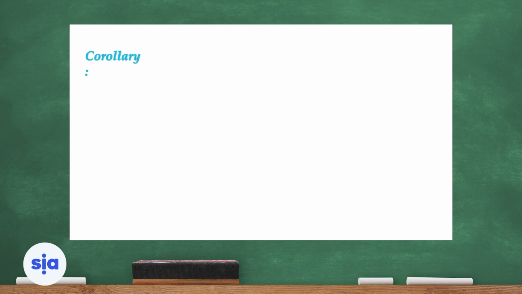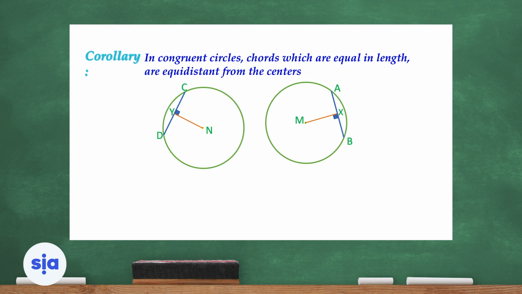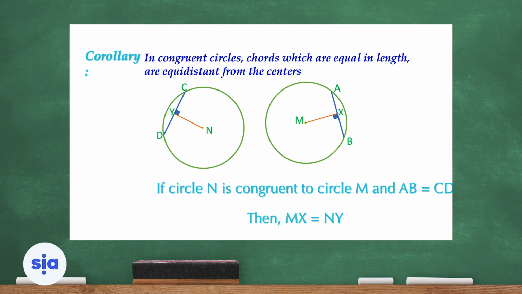A corollary says, in congruent circles, chords which are equal in length are equidistant from the centers. In two circles that are congruent to each other, the chords that are equal in length are equidistant from the centers of the two circles. If you check the two circles that we have, you will see that if circle N is congruent to circle M, and AB as a chord is equal in length to CD as a chord, then automatically MX is equal in length to NY.